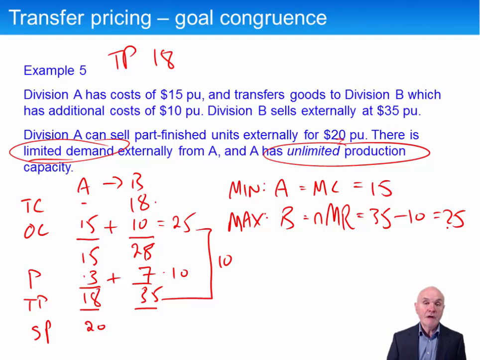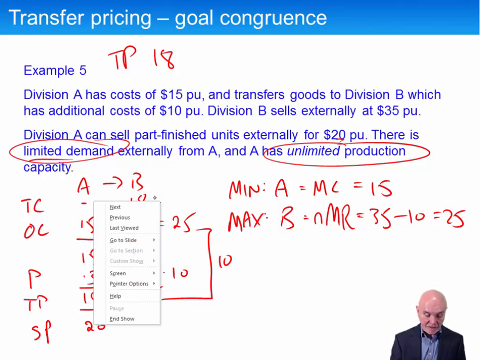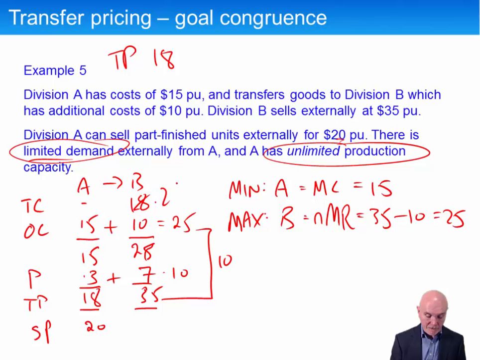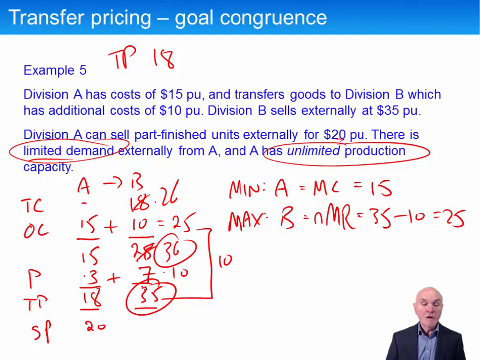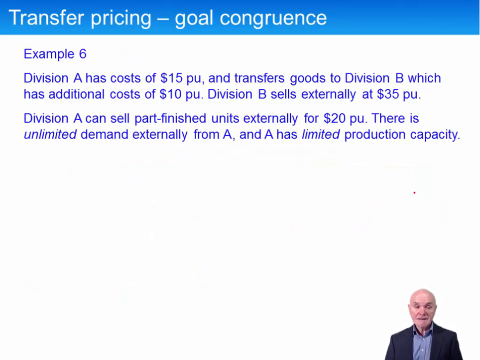But if the transfer price was 26, we transfer in at 26, not this 18. 10 and 26 is going to give us 36. We're going to have 36 costs, 35 revenue. We're not going to deal. So the minimum and maximum transfer price is 15 up to 25. And nothing much has changed in that example from what we saw before. Let's look at example 6.